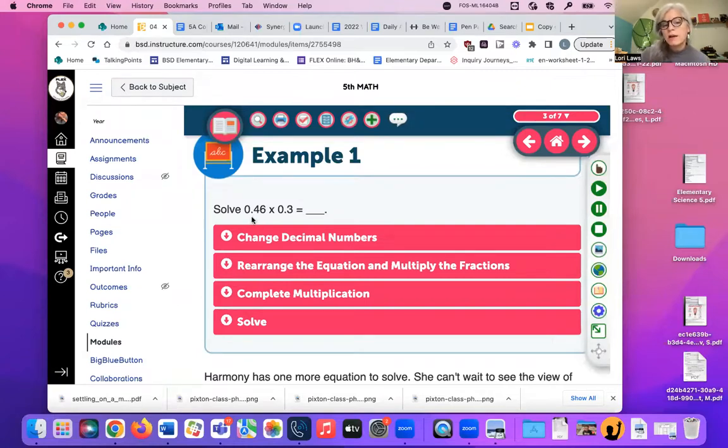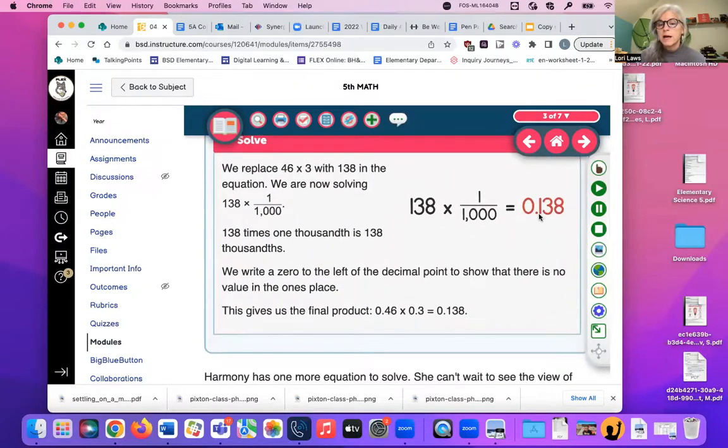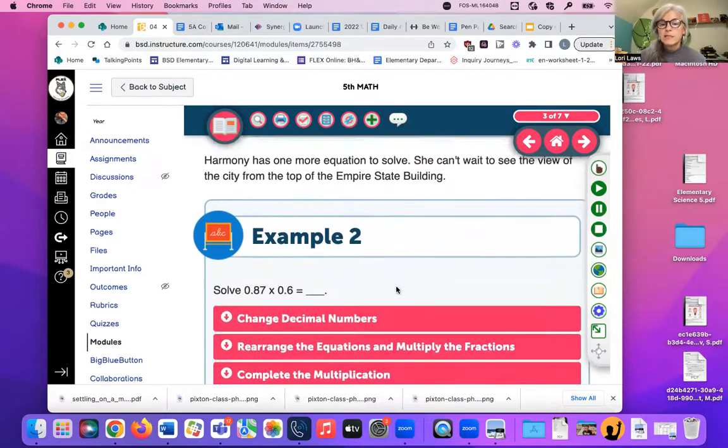Now we learned a shortcut for that, and that is just pretend like it's 46 times 3, then count how many numbers are behind the decimal, 1, 2, 3, and make sure your answer has 3 numbers behind the decimal, 1, 2, 3, right? So that's like a faster way to do it.